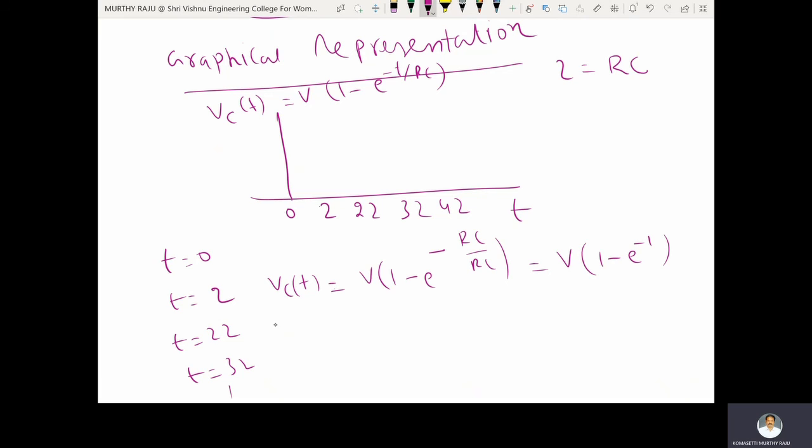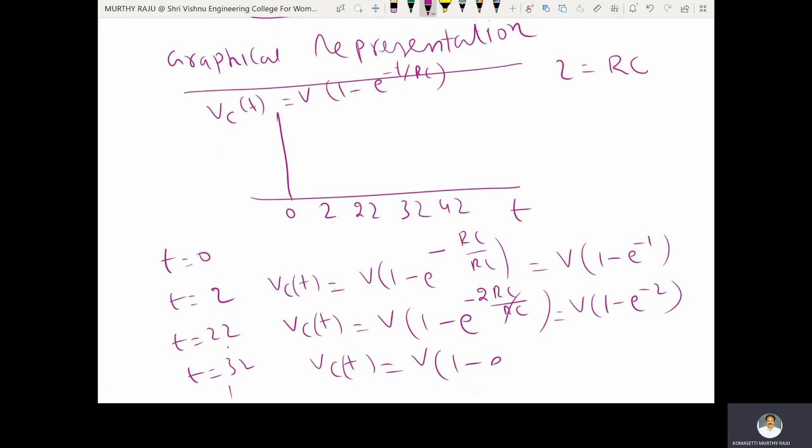Calculate this value by using a calculator. Here Vc of t for t is equal to 2 tau, tau means RC, is V into 1 minus e power minus 2. For 3 tau, Vc of t is equal to V into 1 minus e power minus 3RC by RC, that is equal to V into 1 minus e power minus 3. Like that, we have to calculate this Vc of t. Initially at t is equal to 0, Vc of t is equal to 0.